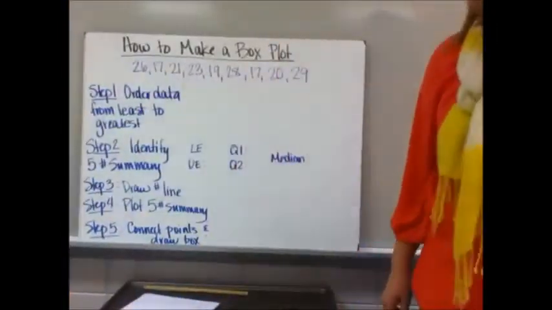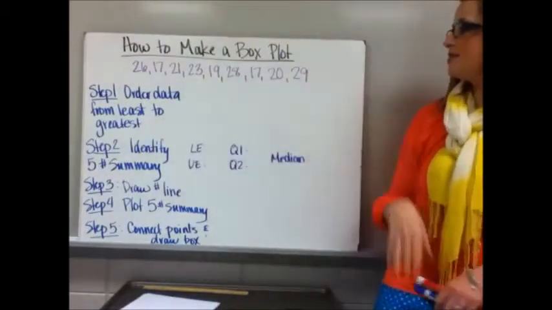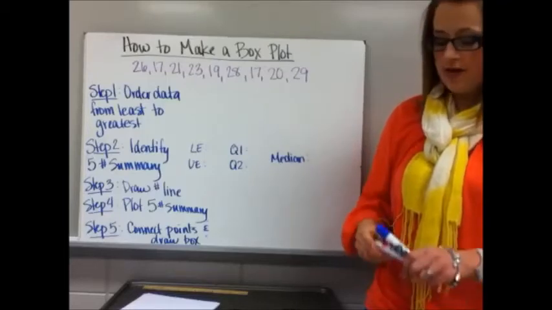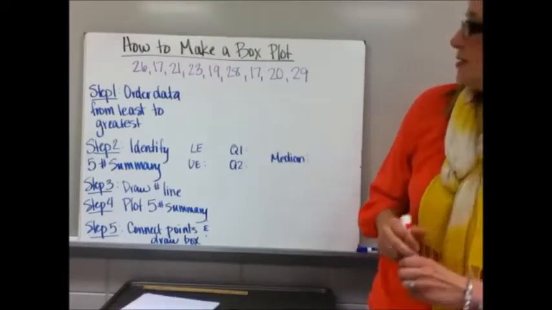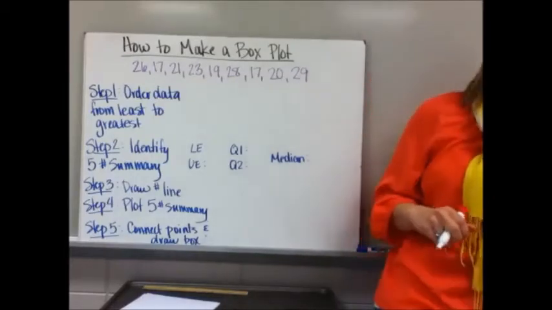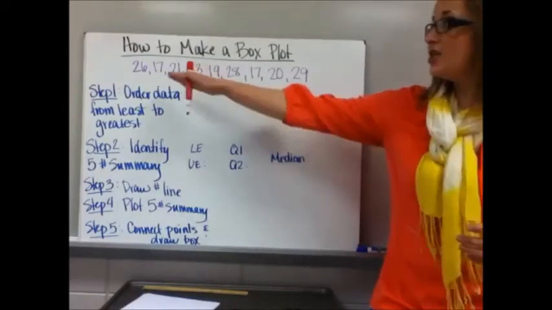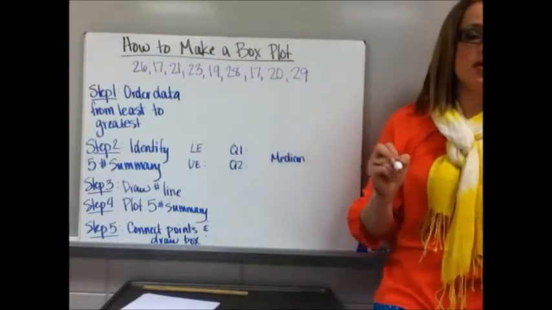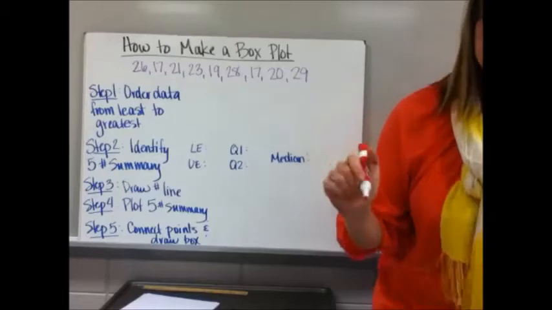Here are your steps for how to make a box plot, and we have some numbers up there. We have a data set. So the first step is to order the data from least to greatest. I'm going to go ahead and do that. And like I said in the last lesson, when you're finding median and ordering things, I suggest that you write the original list. That way you can cross them out as you use them, and it's easier to get that ordered from least to greatest.